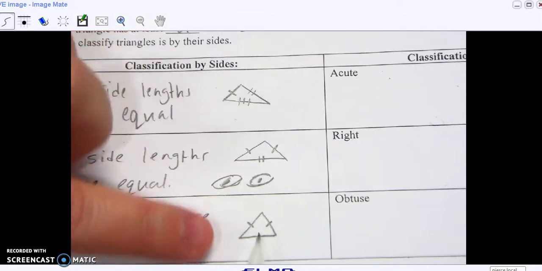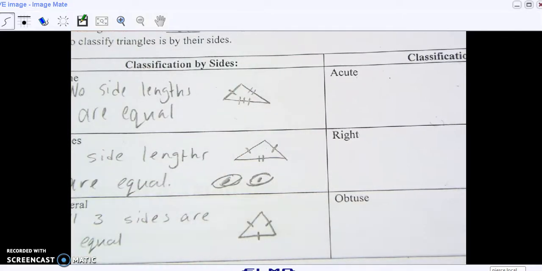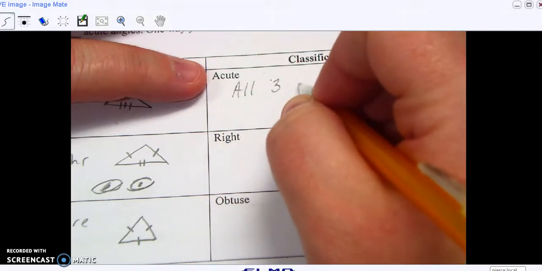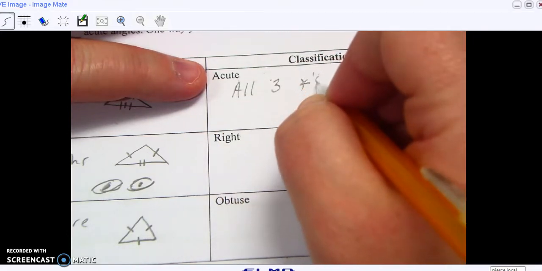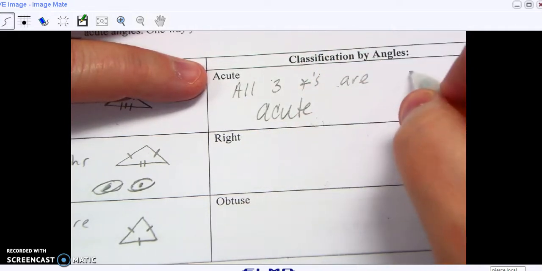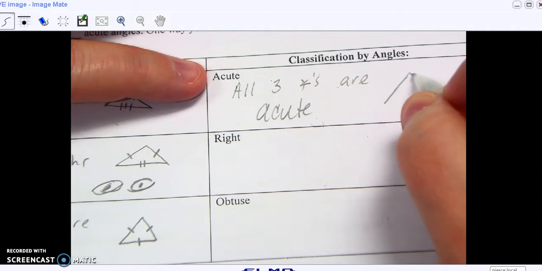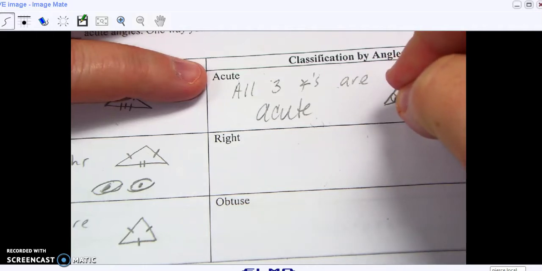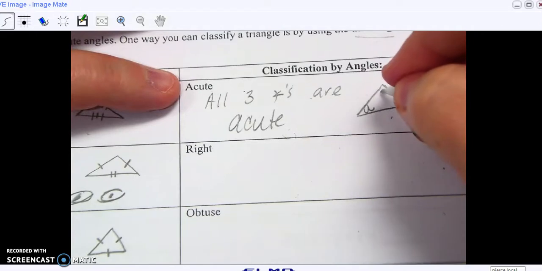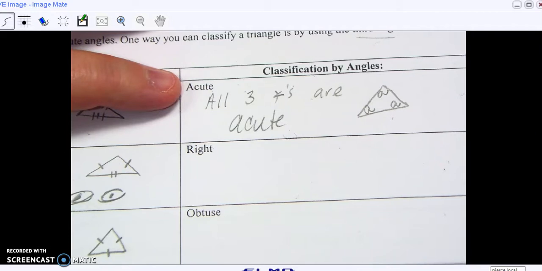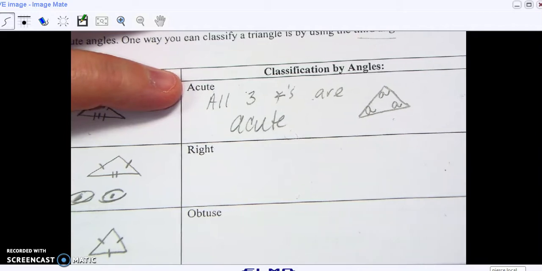Classification by angles. Here we were talking about the lengths of the sides. Now we're going to go inside the triangle and classify it by its angles. An acute triangle is where all 3 angles are acute. Meaning it doesn't have to be equilateral, doesn't have to be isosceles, but this one's going to be acute. I'll put an A inside there for acute. This one would be acute, and this one would be acute. All 3 are acute, meaning all 3 less than 90 degrees.